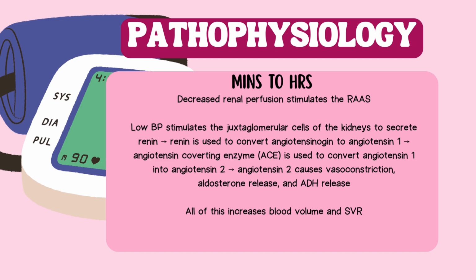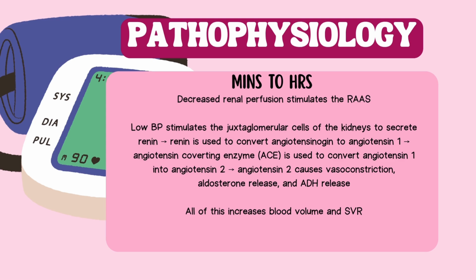Angiotensin converting enzyme is then used to convert angiotensin 1 into angiotensin 2, which is what is important here for that blood pressure regulation. Angiotensin 2 causes vasoconstriction, aldosterone release, and aldosterone is used to stimulate sodium and water retention, and then ADH release, or antidiuretic hormone, which we want in order to be able to hold on to more water.